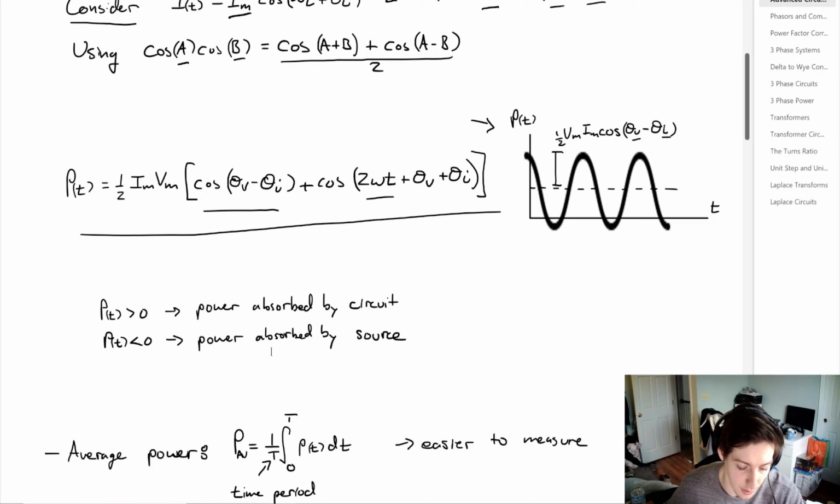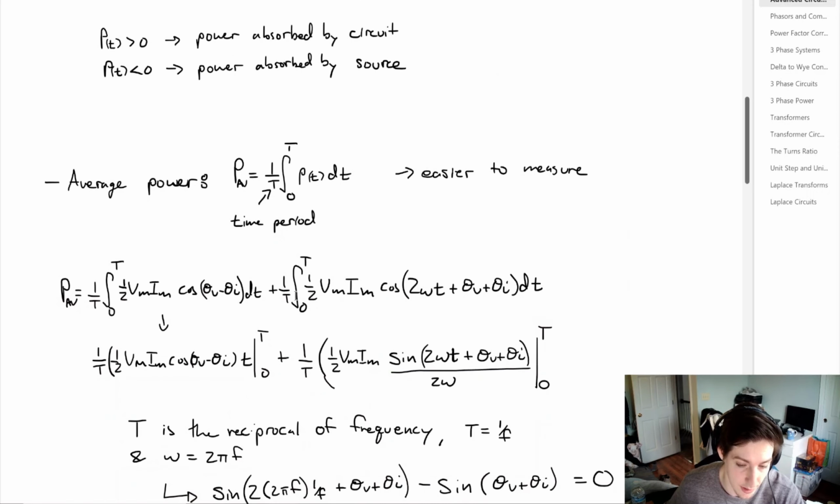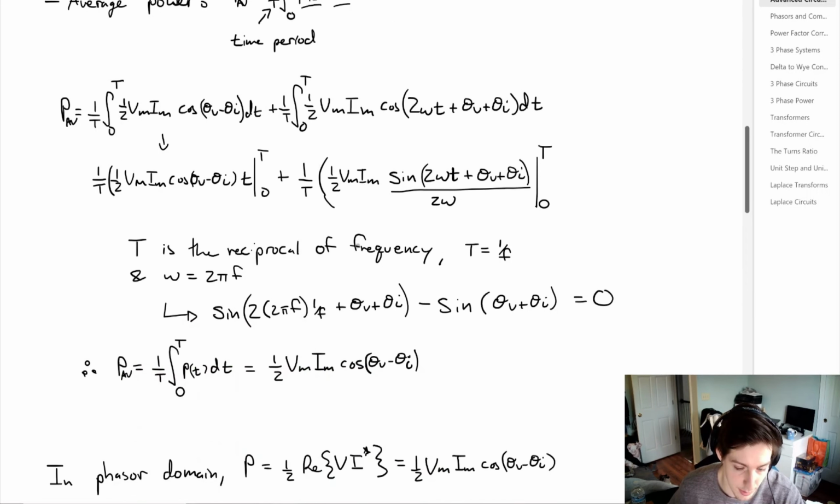Mathematically, we can also define the average power as an integral: 1 divided by T, where T is the time period, times the integral from 0 to T of that time-dependent power with respect to time. One of the reasons we care about the average power is that it's simply easier to measure on a device. Carrying through with that integral, where we have our time-independent contribution and our time-dependent contribution, we're left with two integrals to evaluate.